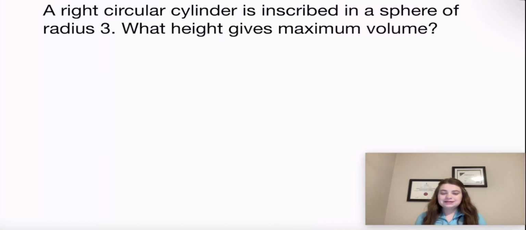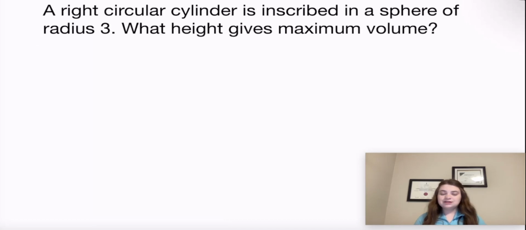Welcome back. Today we're going to be talking about optimization, and we're going to do specifically an example about inscribed shapes. A right circular cylinder is inscribed in a sphere of radius 3. What height gives the maximum volume?